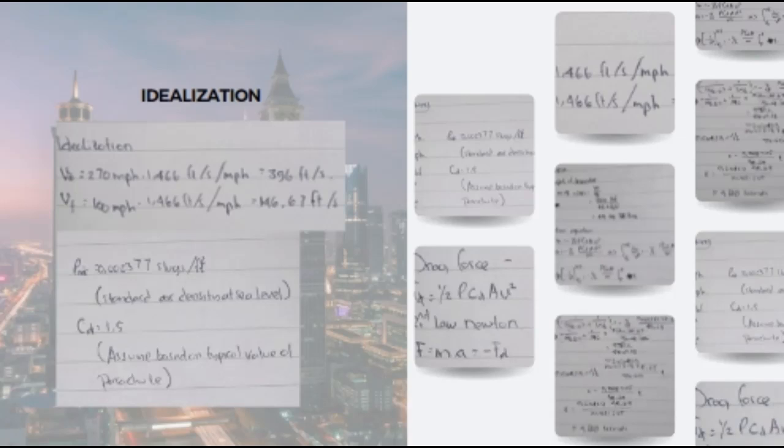So we also assume that the rho of the air is 0.00277 slugs per feet cubed. It is standard air density at sea level actually, and the Cd is 1.5. I assume it based on a typical value of a circuit.